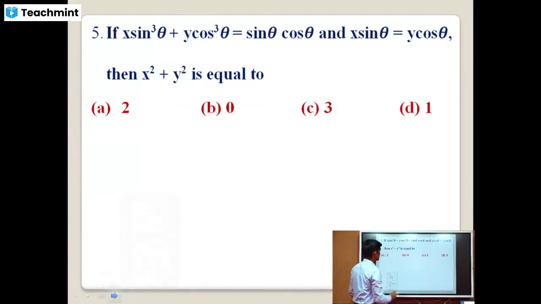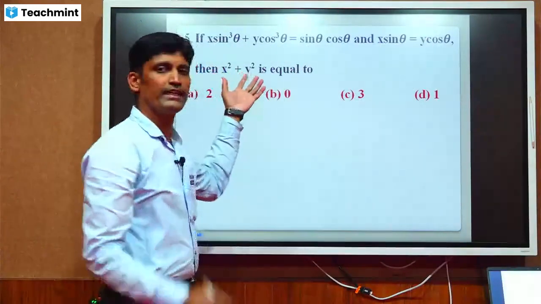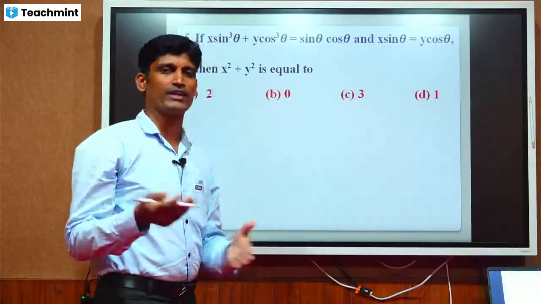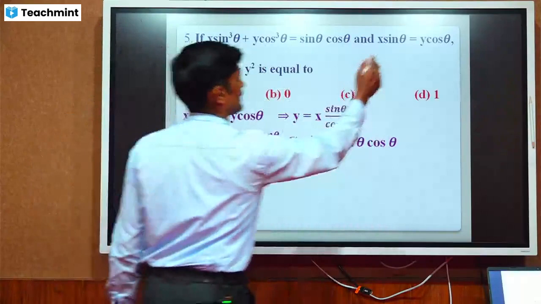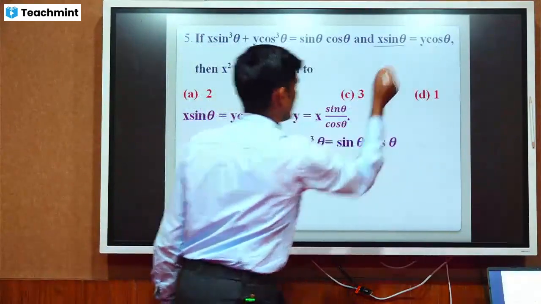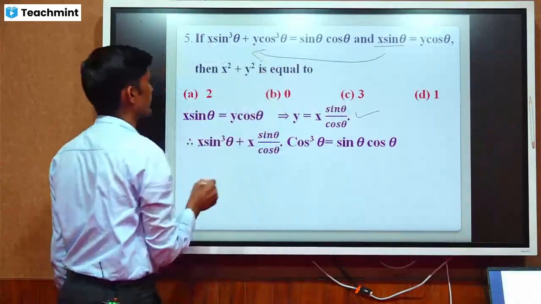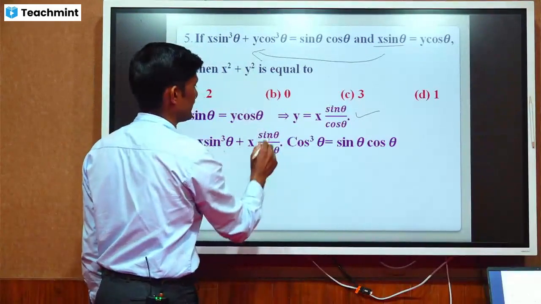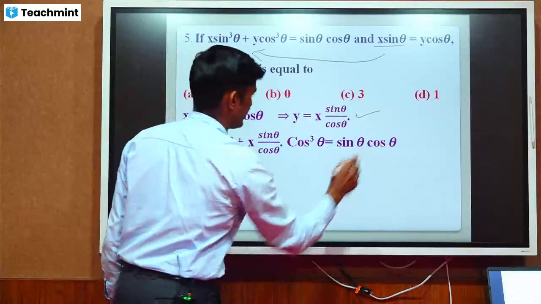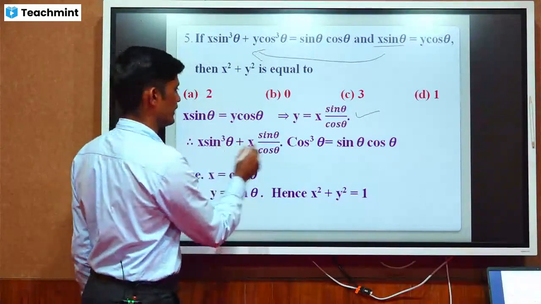Here we have two equations, x sin cube theta plus y cos cube theta equal to sin theta into cos theta, and x sin theta equal to y cos theta. So, in order to find x square plus y square, we need to find the values of x and y. So, here we can write y is equal to x sin theta divided by cos theta. Substituting that value of y in the first equation, we get x into sin cube theta plus x sin theta by cos theta into cos cube theta is equal to sin theta into cos theta.